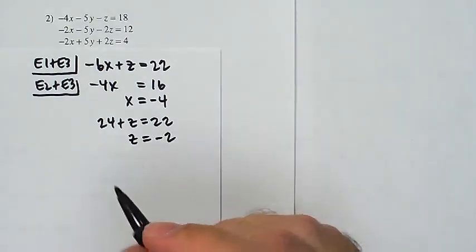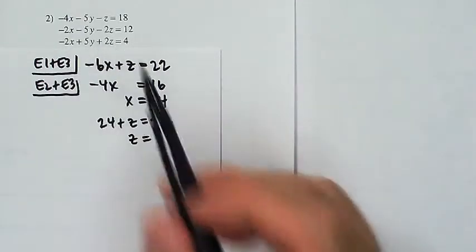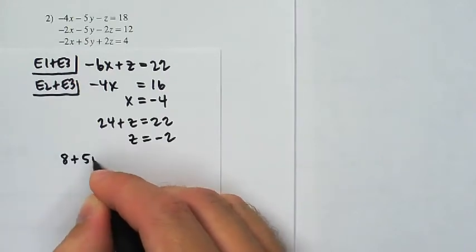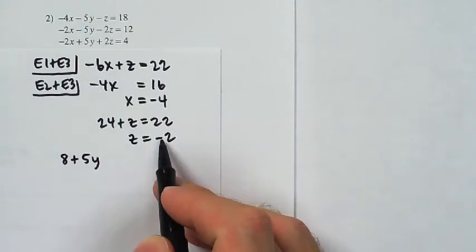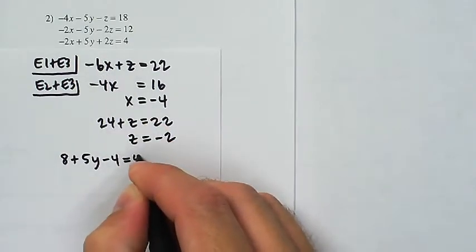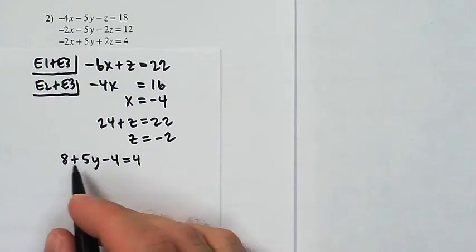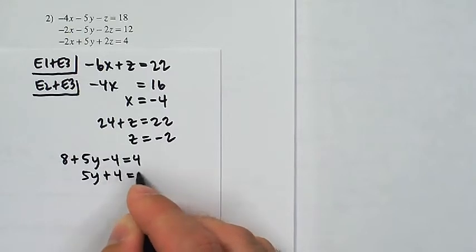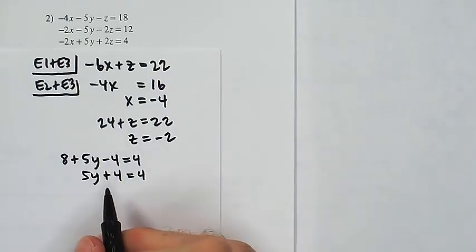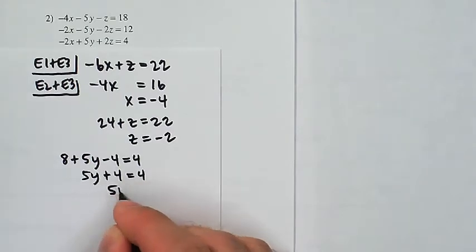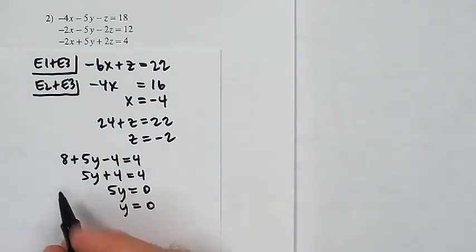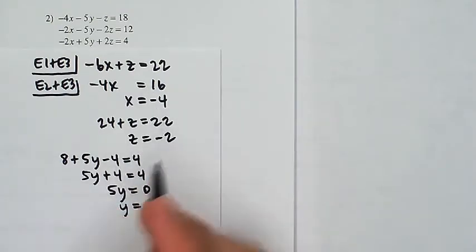Okay, then lastly, I'll go back to one of my original equations, and maybe I'll do negative 2x, the bottom one. So negative 2 times negative 4 is 8 plus 5y plus 2z is going to be negative 4. That's equal to 4. Okay. And then I'm going to solve for y. That's going to be 5y plus 4 equals 4. Maybe you can see how this is going to play out, or maybe you just want to keep solving. I'm going to subtract 4 from both sides. And then I'll divide by 5, but 0 divided by 5, that's still going to be 0. And then my solution here for this one is going to be negative 4, 0, negative 2.